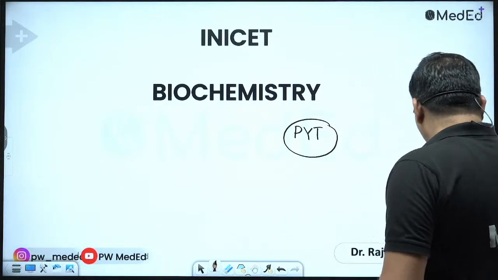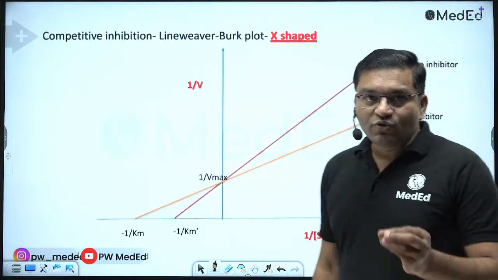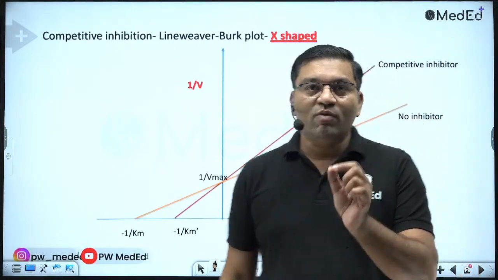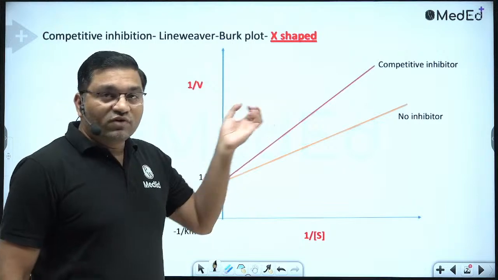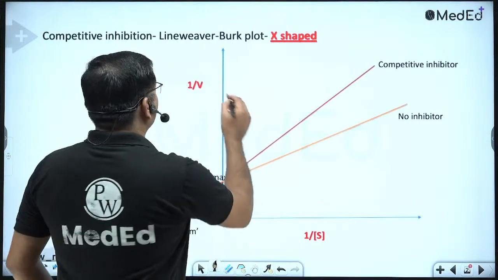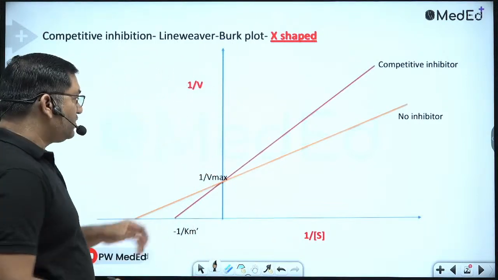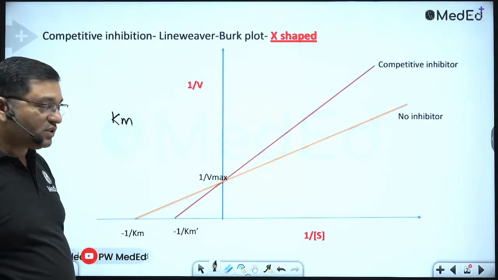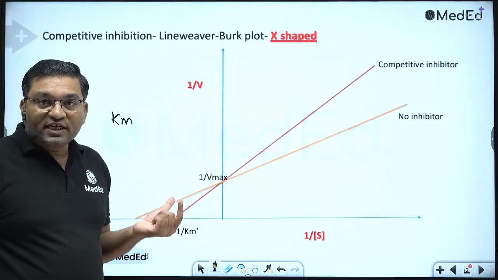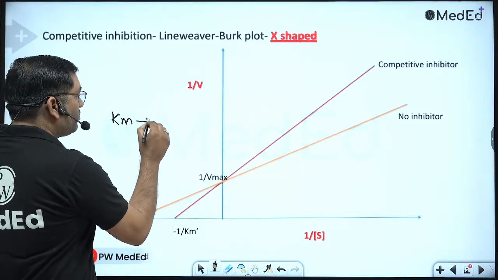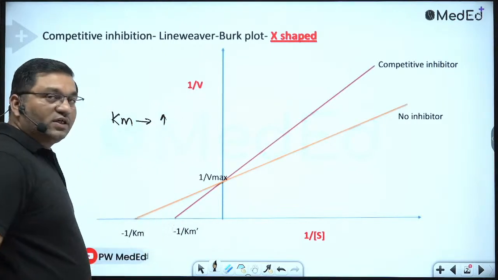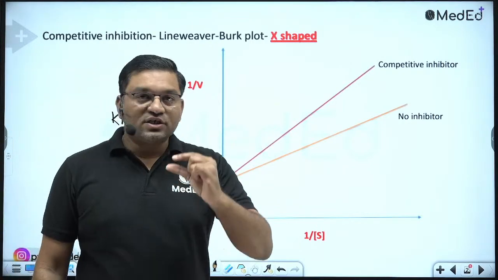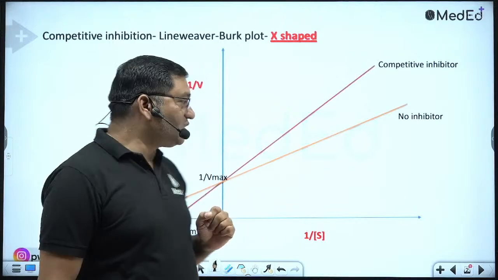Now see, all of you know that X-shape graph. When it is X-shape, it is a graph of competitive inhibition. And what is worth remembering here? In competitive inhibition, the Km value, Km meaning Michaelis Menten constant, is increased in the presence of inhibitor. What is Km? Substrate concentration to produce half of the maximum velocity.